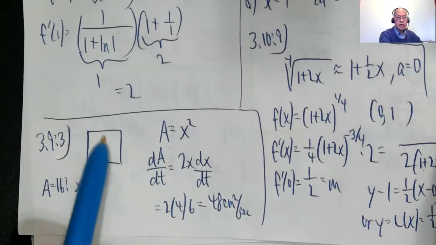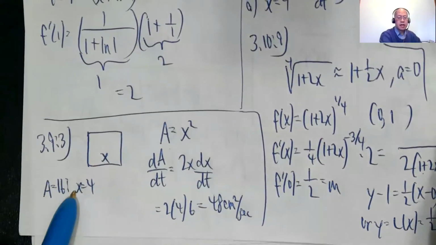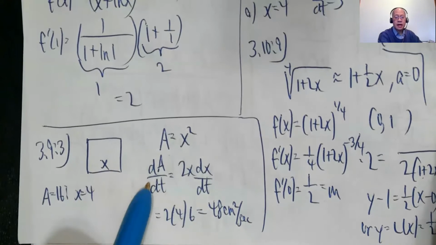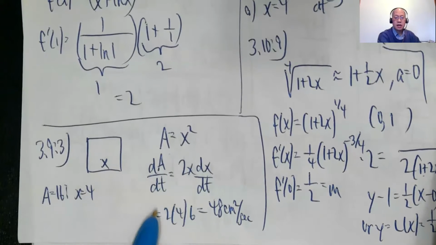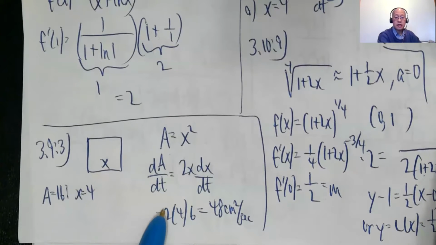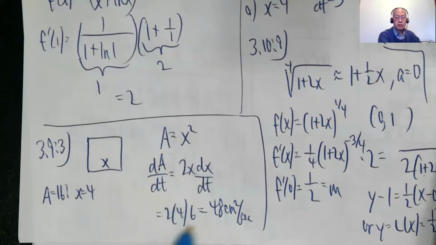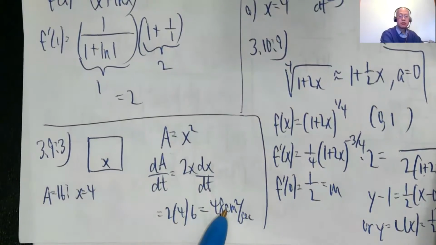3.9, number 3. Here's the picture. Area is 16 means x is 4. Area is x squared. dA dt is 2x dx dt. So that gives me 2 times 4 times 6, 48 centimeters squared per second.